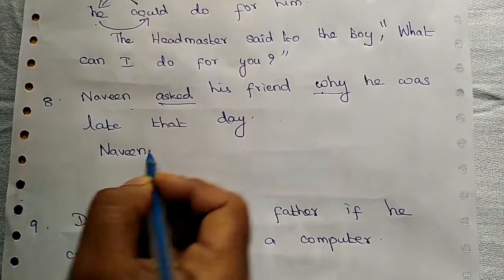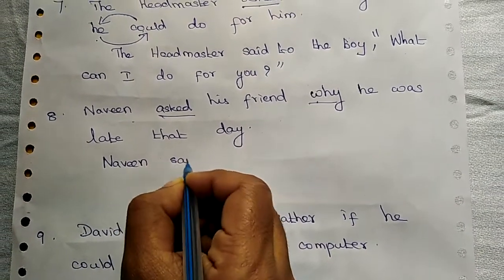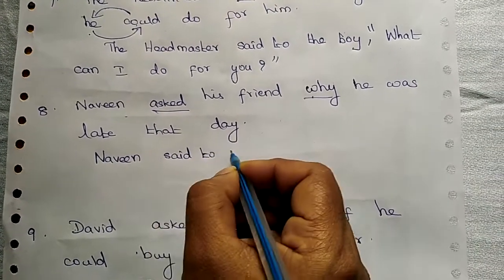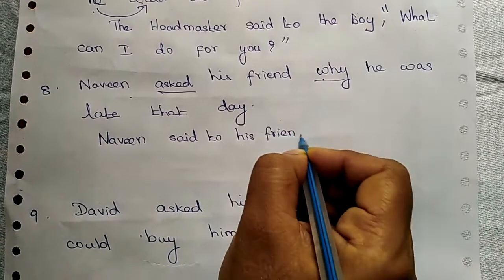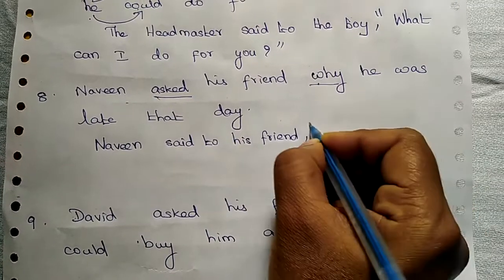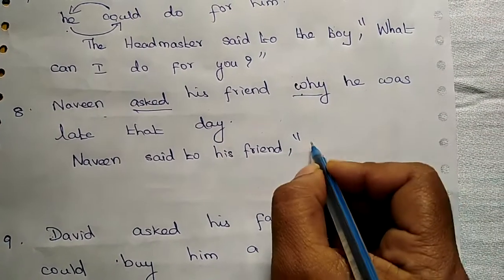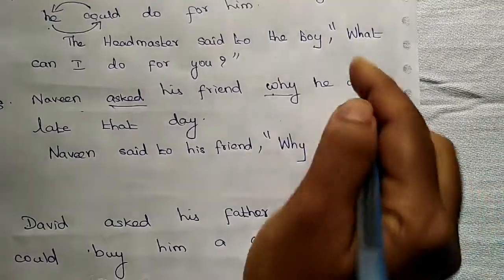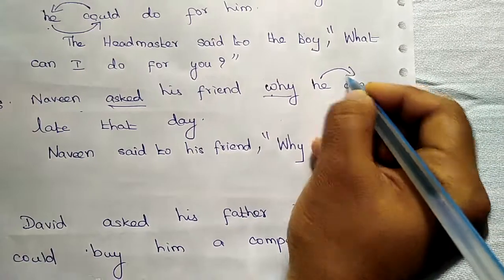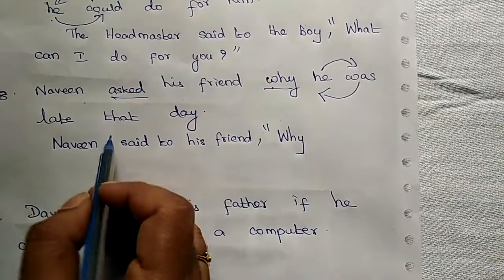Naveen asked will change into said to. Said to whom? His friend. Comma, begin the quote. First you have to write the question word. What is the question word? Why. Then what do you have to do? The interchange of words. Why he was late that day.